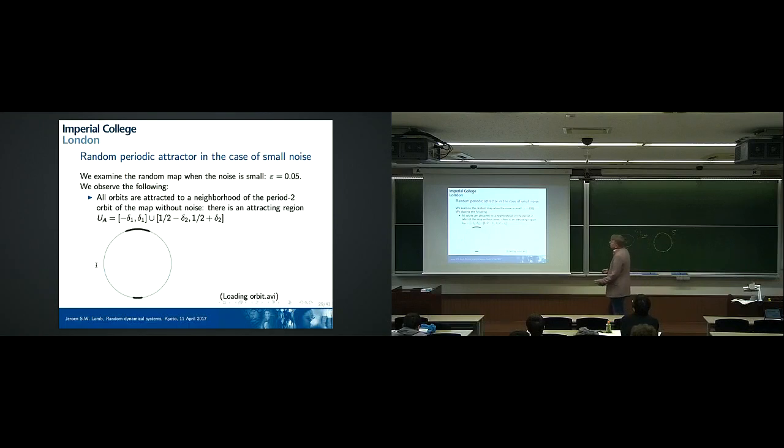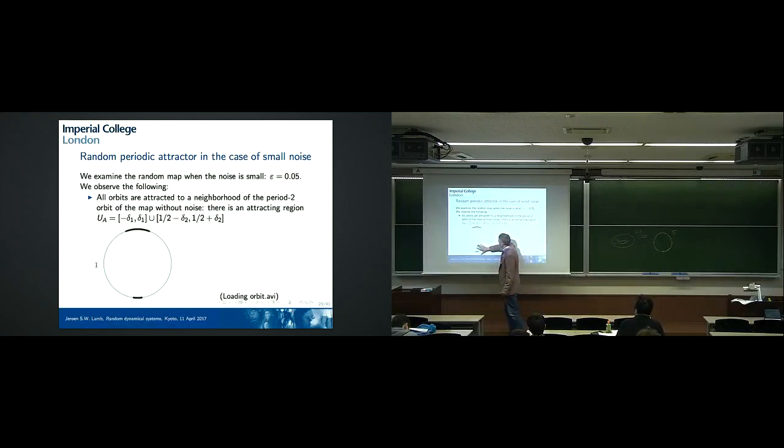Okay, so now we examine the random map and the noise is small. Sorry, this is 0.02. There's a 2 here, not a 5, because we actually did it first with 0.05, and then it turns out that it was too big. But we only found out later. Okay, so here you see a picture.